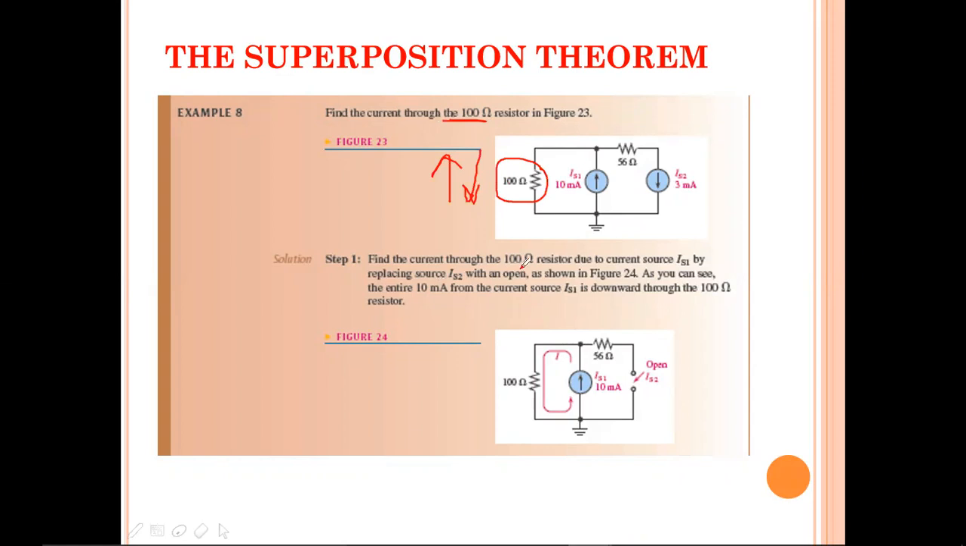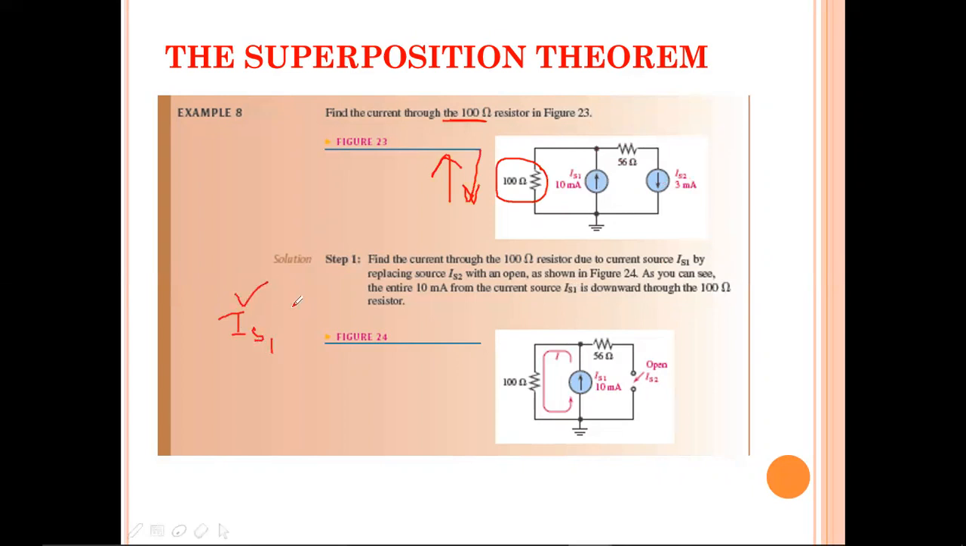Find the current through the 100 ohm resistor due to the current source IS1 by replacing IS2 with an open circuit, as shown in the figure. As you can see, the entire 10 milliamps from the current source IS1 is downward through the 100 ohm resistor. In step 1, as you know the basic condition and basic rule of superposition, you activate only one source. Here there are two sources, IS1 and IS2. First, in step 1, make IS1 active.